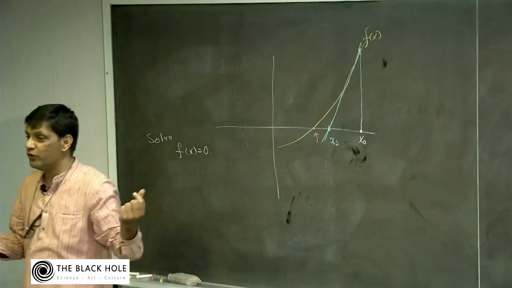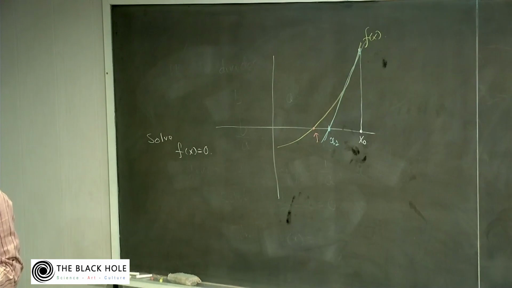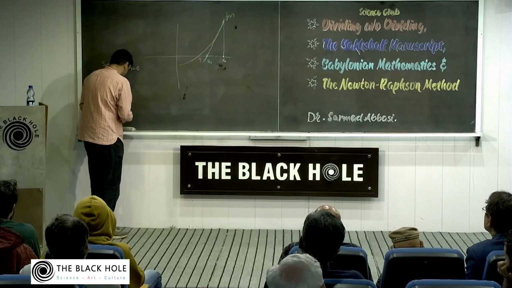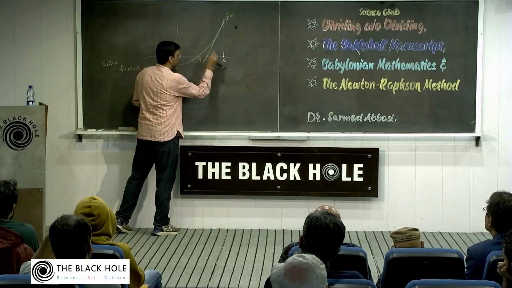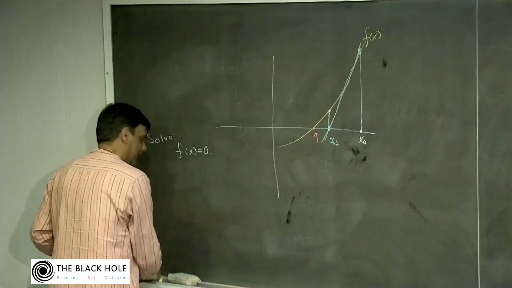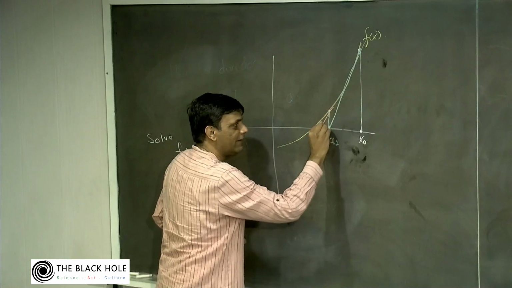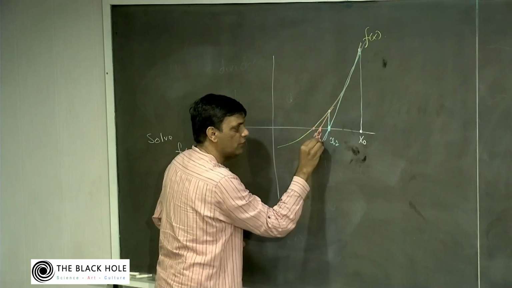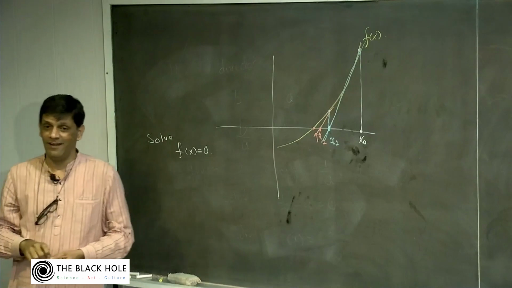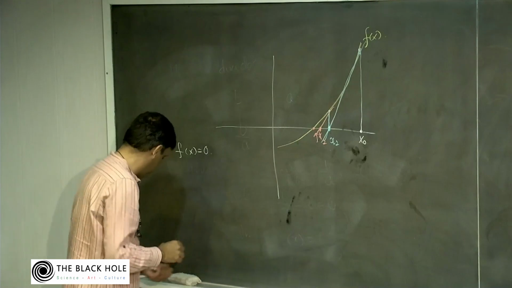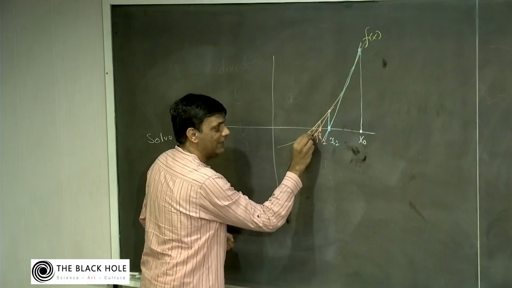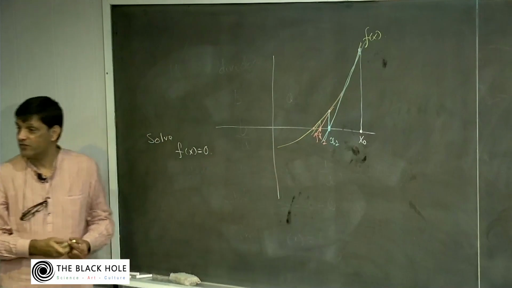And that's beautiful because now you can repeat. You can say that my guess is x1, and I will use the tangent here to come even closer to the root. And then you can repeat again. You can say that I will take one more step, like that. And then it becomes very, very close, right?